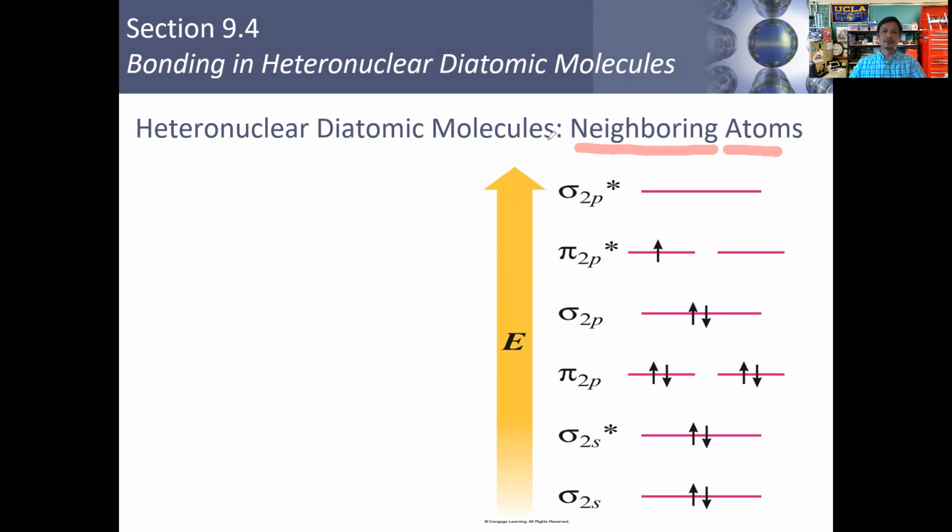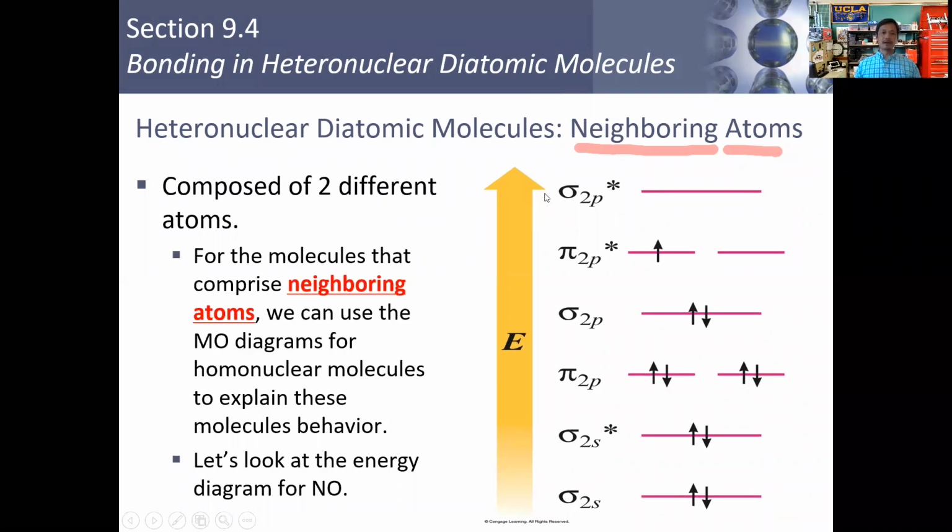Let's take a look at this really quickly. This is the electron configuration for nitrogen monoxide. These two atoms are right next to each other, and so the way they interact with each other is going to be very similar to the way that two nitrogens or two oxygens interact with one another.